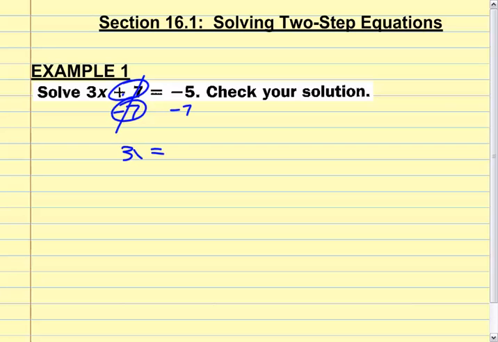3x. Now, what happens to these two terms? When we put them together, we get negative 12. Now I'm getting closer. The variable is still not by itself. What do I do to get this variable by itself? Divide 3x by 3, and I get x is equal to negative 12.